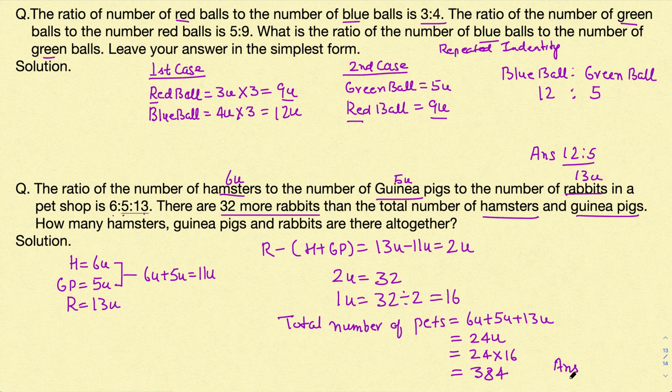So let's write our answer quickly. There are 384 pets altogether in the shop. So that's the solution of our question.